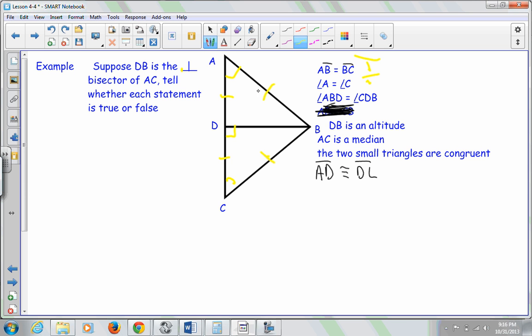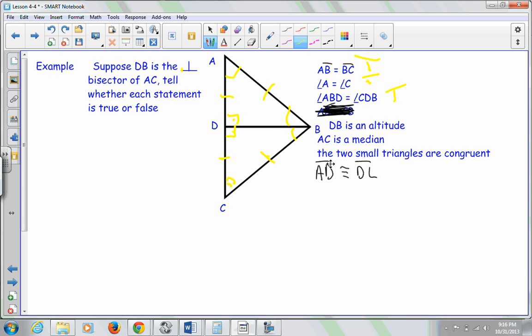Angle ABD, is that congruent to angle CBD? Well, if this is 90 degrees, right, and this angle is congruent to that angle, this angle is congruent to that angle, I can really say that I have side angle side congruency with these two small triangles, which means that these remaining angles are also congruent. So that's true.